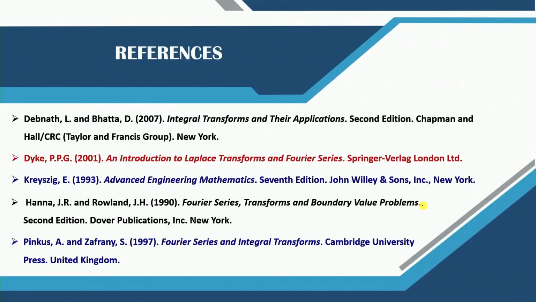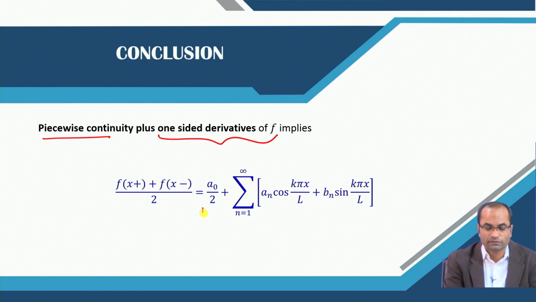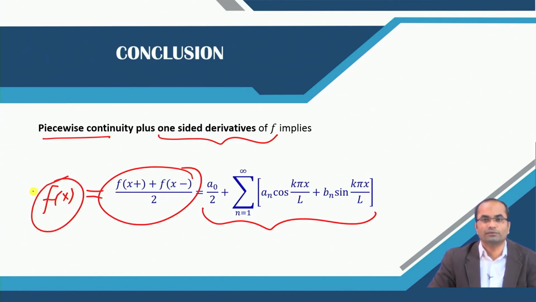Well, these are the references we have used for preparing this lecture. Just to conclude, here we have discussed piecewise continuity and existence of one sided derivatives of f implies the convergence, and the convergence says that the sum of this series will be equal to the average value, and if at that x the function is continuous, then it will be simply the functional value at that particular point x.